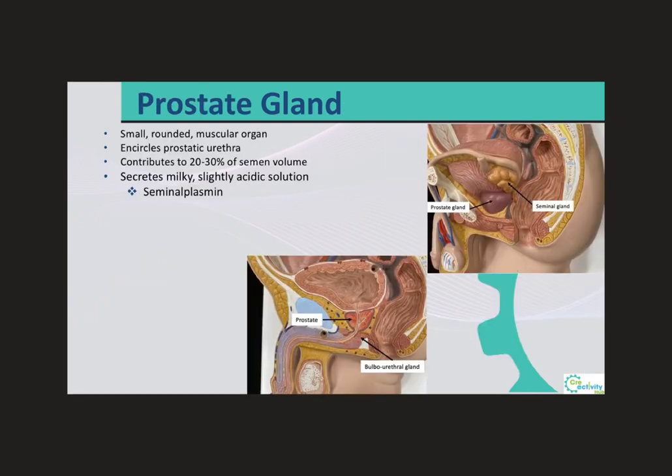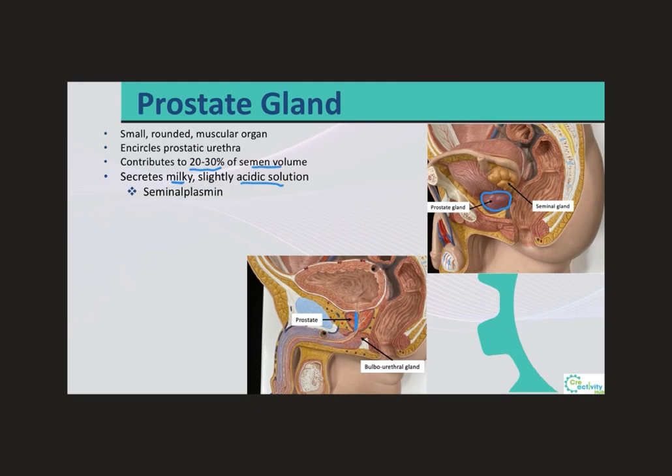Moving on, we have the prostate gland, which is the small, muscular, rounded organ, as we can see from this image. The prostate gland will encircle the prostatic urethra, which we have already talked about, as it leaves the urinary bladder. The prostate gland produces this prostatic fluid, which is going to lead into a very weakly acidic secretion that's also milky. And it will contribute to about 20 to 30% of the volume of semen.